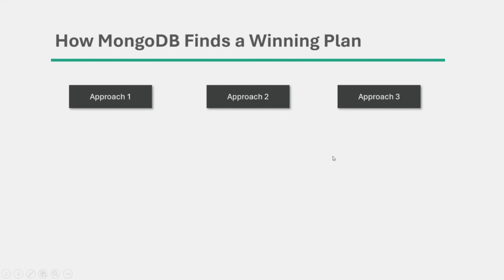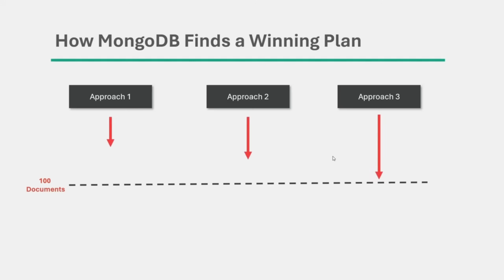Now, what MongoDB will do then is it lets all the possible approaches race against each other. And it does not do it for the complete data set. Instead, MongoDB sets some winning conditions, and right now it is 100 documents. So MongoDB looks at which approach is fastest to find the first 100 documents. And of course, one of the approaches will be the fastest to find the first matching 100 documents. MongoDB then uses that approach for querying the complete collection.